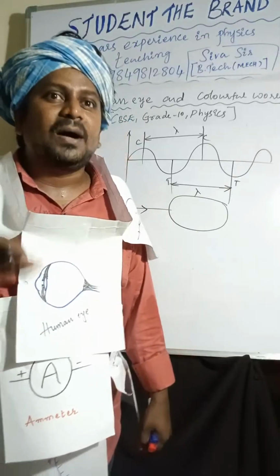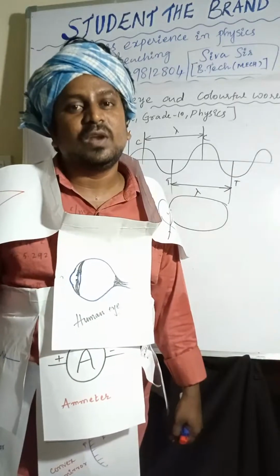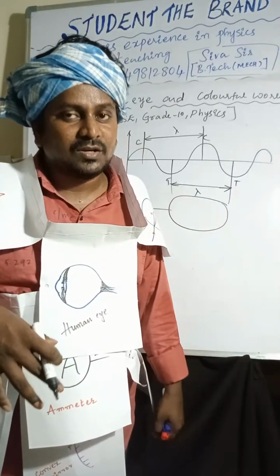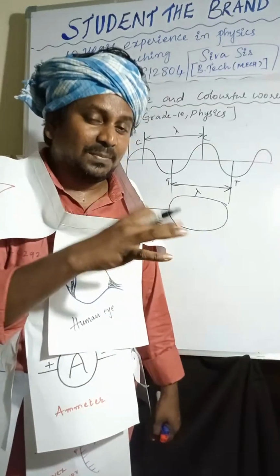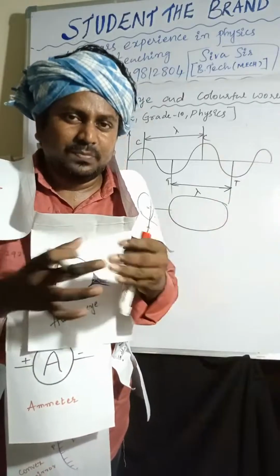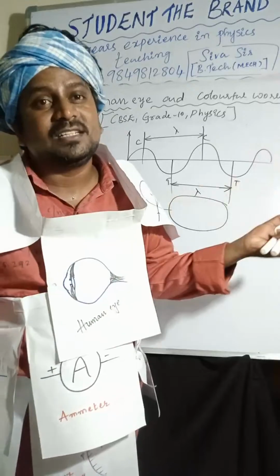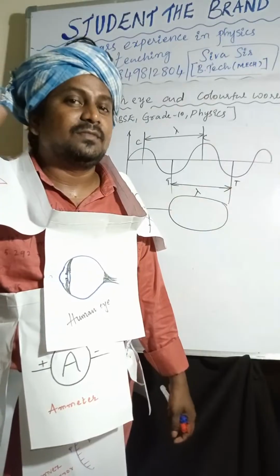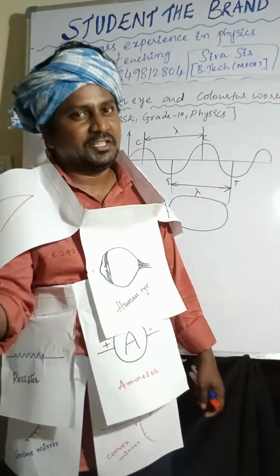Tyndall effect: the path of the light becomes visible when it is passing through a colloidal solution. Scattering of light takes place by the colloidal solution, and that is the reason the path of the light becomes visible. Normally you can see it when you open the window in the morning: a parallel beam of light falls and we can see the dust particles flying. Even during rainy time, near the bulb, you can see small water droplets flying, like moisture.